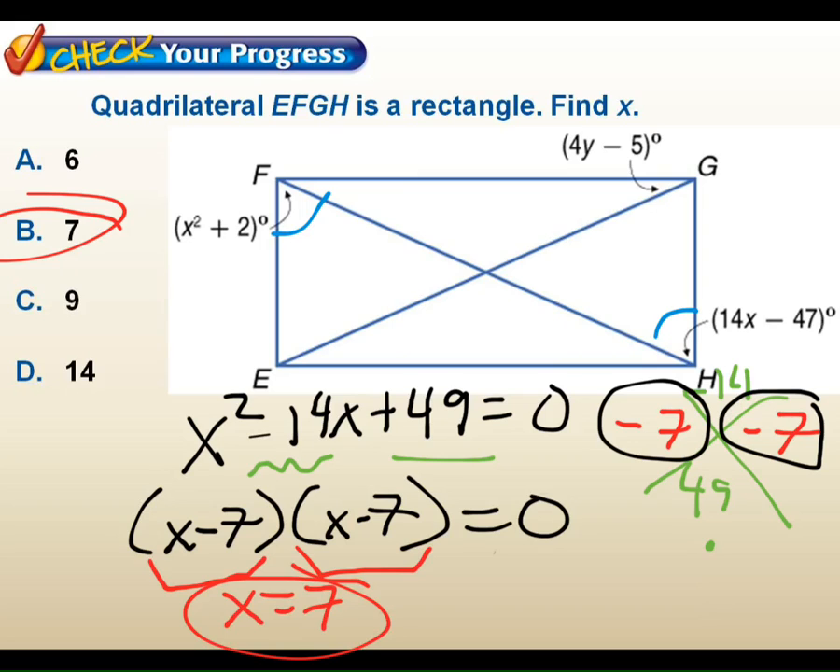So remember, when you have a quadratic, something that's squared and another variable of the first power, get them all on one side of the equal sign, set it equal to 0, and then you can factor it. Find two numbers that multiply to give you the constant and add to give you the coefficient of x, write your two binomials, and solve for when each one of them is equal to 0.